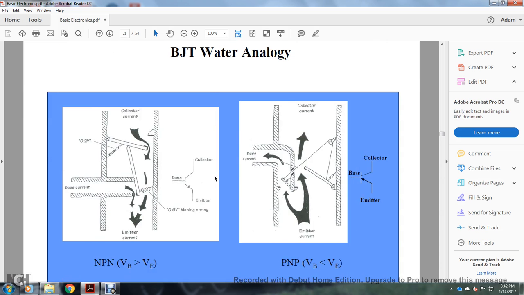The BJT water analogy. For NPN, voltage base is greater than voltage emitter, and for PNP, voltage base is less than voltage emitter. It shows a collector current going through 2 volts and to the gateways. Water analogy from the base current, the collector current, and the emitter current.